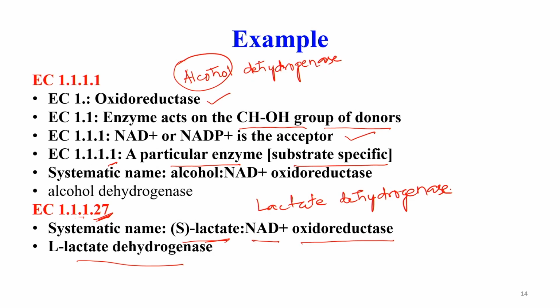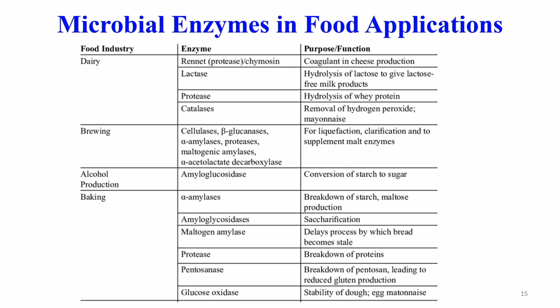So this is the classification and nomenclature of enzymes. Now I have listed a few common enzymes like proteases, they work on hydrolysis of protein. You can see amylases, they work on the breakdown of starch for maltose production. Amyloglucosidase, conversion of starch to sugar. Glucose oxidase, they are oxidizing the glucose to gluconic acid. So these are the list of enzymes.